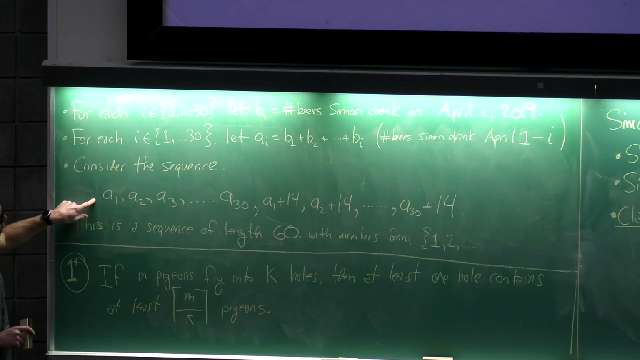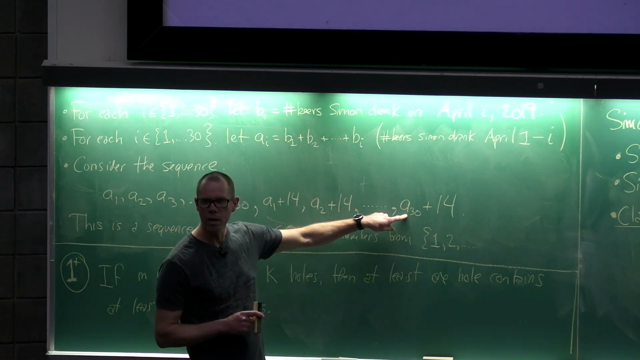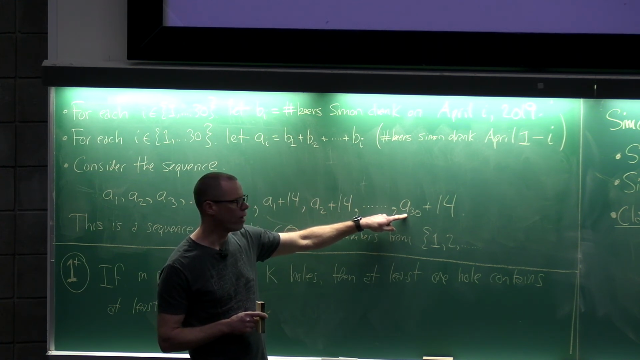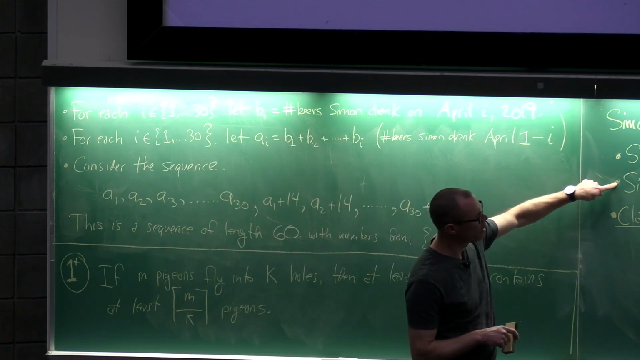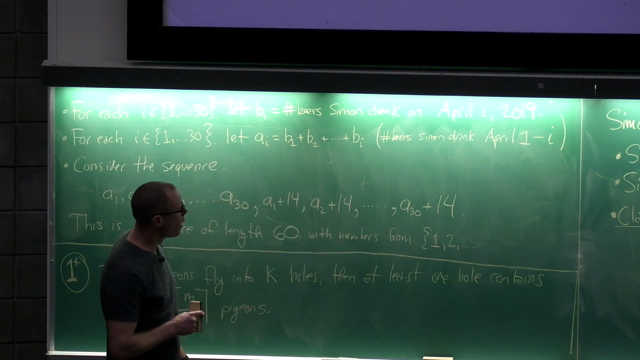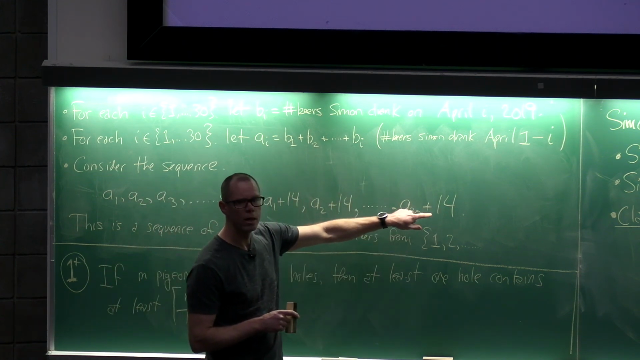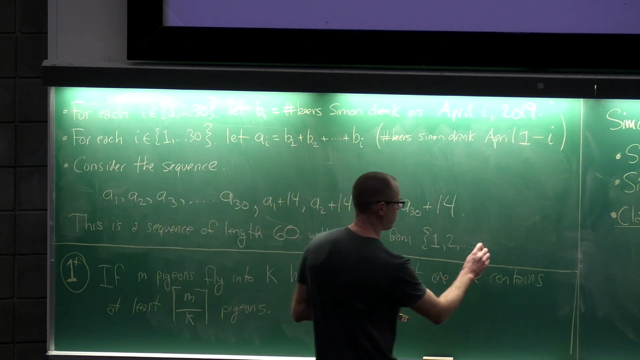And therefore the largest value in the whole thing is over here. It's A30 plus 14. What's the value of A30? 45. Okay, because he drank 45 beers in April. So 45 plus 14 is what? 59.